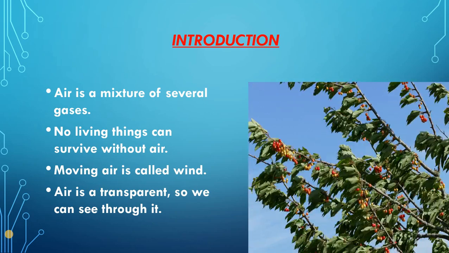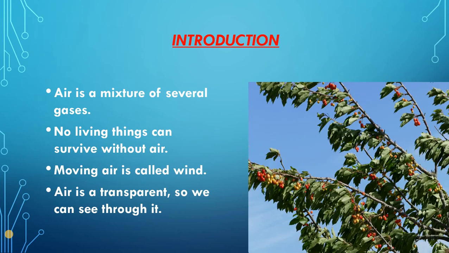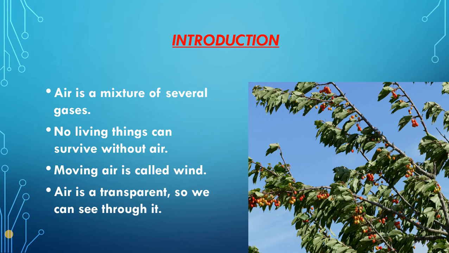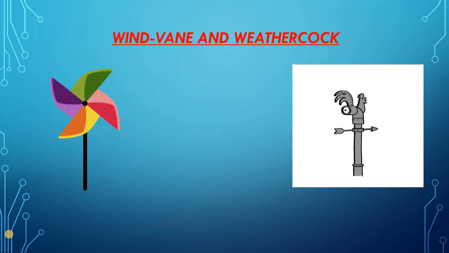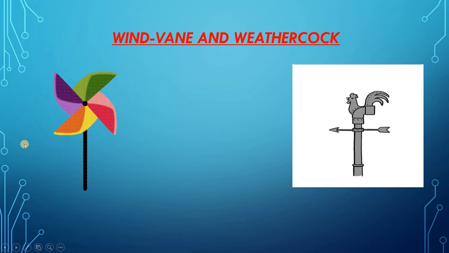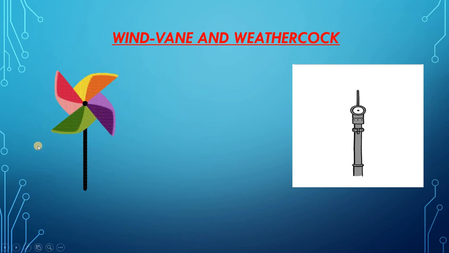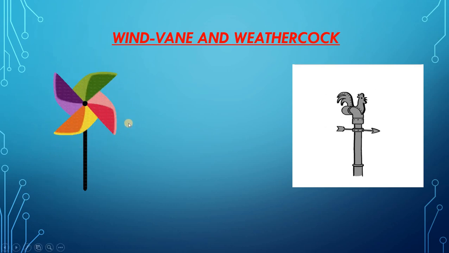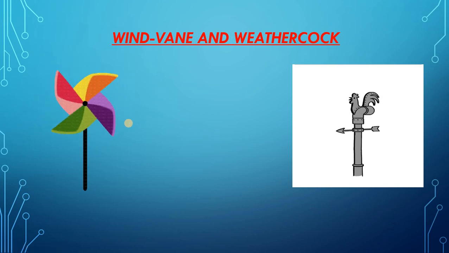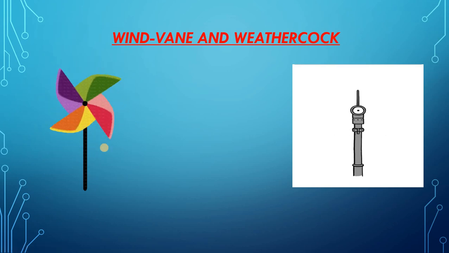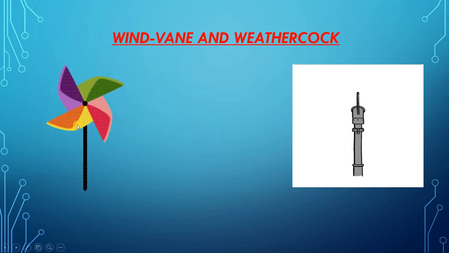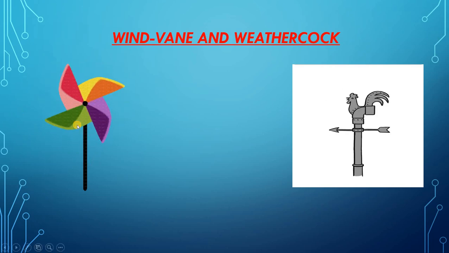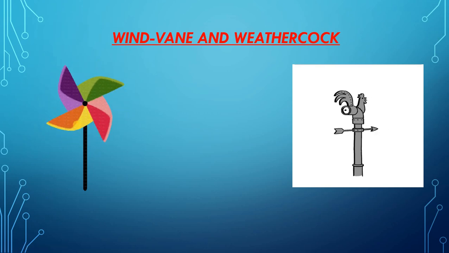High speed winds can even uproot the trees and blow off the tin roofs of houses and factories, right? Now, sometimes we have seen that many little children play with this firki or the wind vane, this kind of thing. Now, when a child holds the stick of the firki in his hand, stands in an open area and adjusts the direction of the firki blade, the firki starts rotating like this. So, it is the moving air which makes the firki rotate, right?